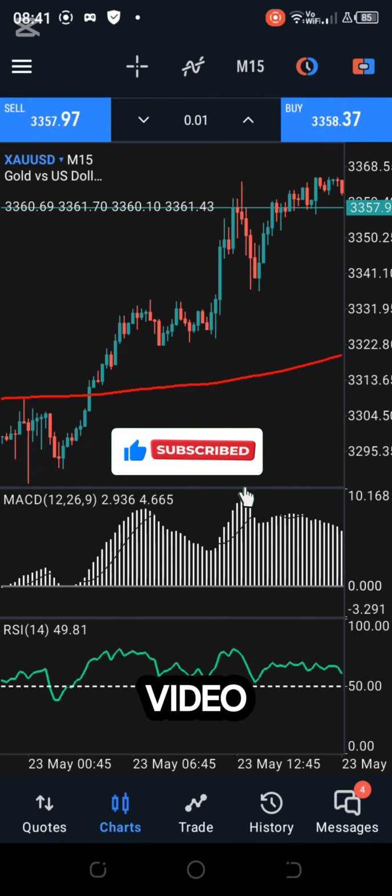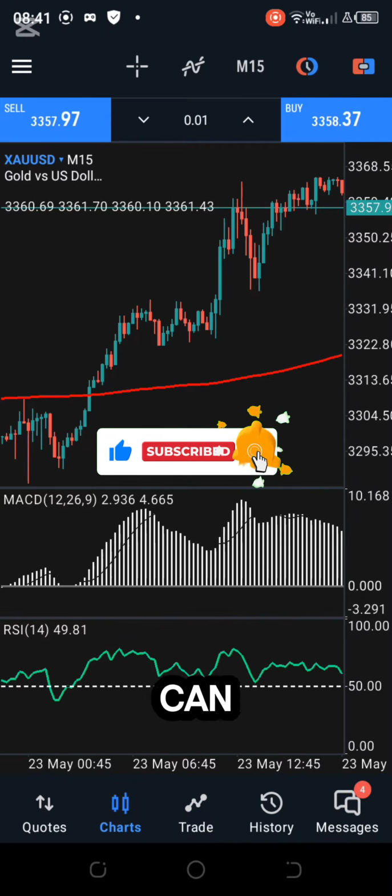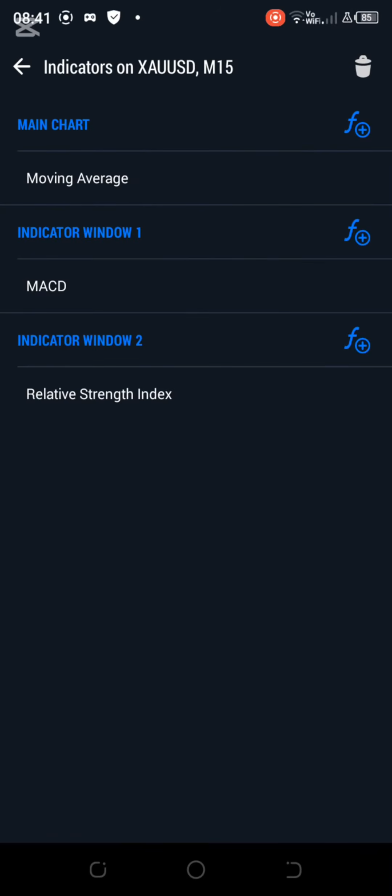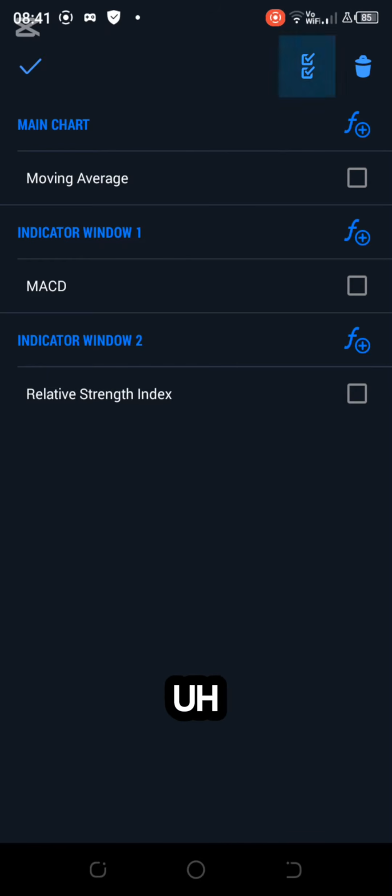In today's video, guys, I have a strategy that can be used for mobile traders. This strategy can also be used if you're using a PC. So let's quickly look at the settings for this particular strategy. For the settings, I'm going to delete everything so that we set up our chart together.